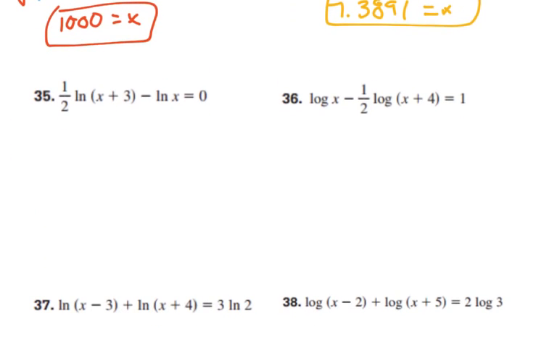Woohoo! Alright, moving on. Next one's here. Woo! Alright, we've got some halves and lots of stuff.